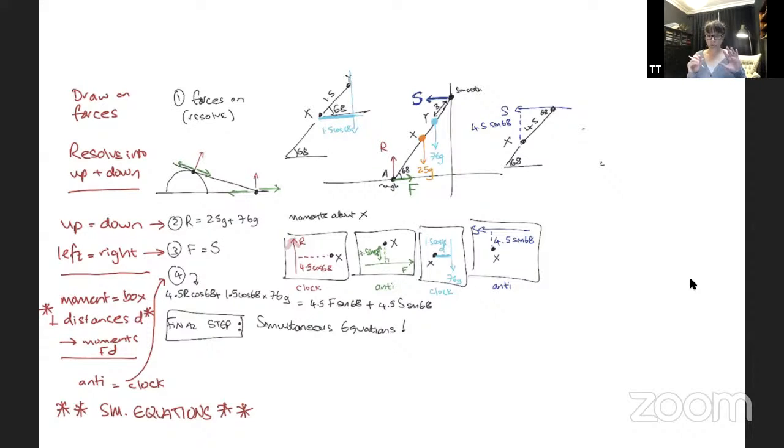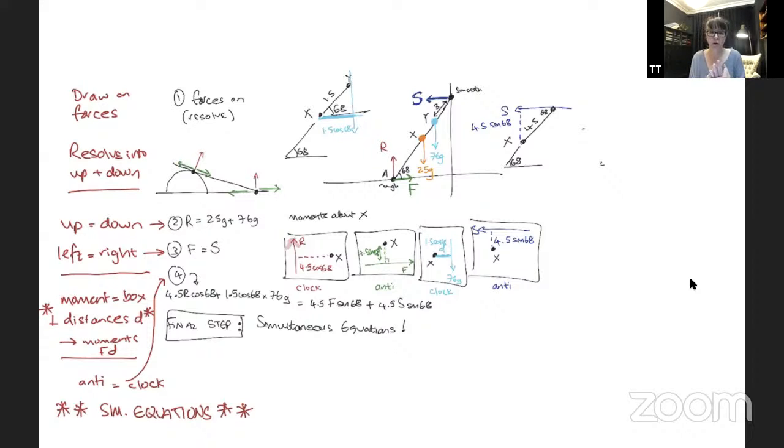Okay, so here are the steps. Draw on the forces, resolve any diagonal forces into the amount up and the amount down, up and down, always up and down. Next step, always the same: put all the ups equal to all the downs, all the lefts equal to all the rights. Do that before you've even read the question. Only read the question to get enough information to put the forces on, resolve the forces, and then do up is down, left is right. You've already collected a load of marks.